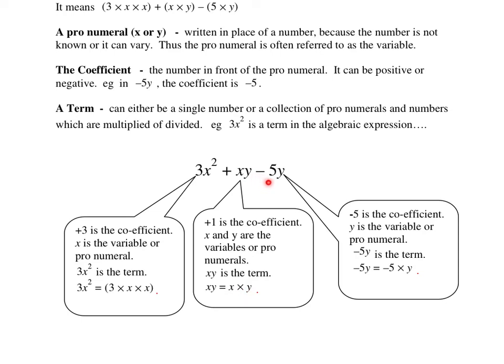In negative 5y, I'm looking at the term as though it is a negative term, negative 5y. Negative 5 is the coefficient. Y is the variable or the pronumeral. Negative 5y is the term and it means negative 5 multiplied by y.